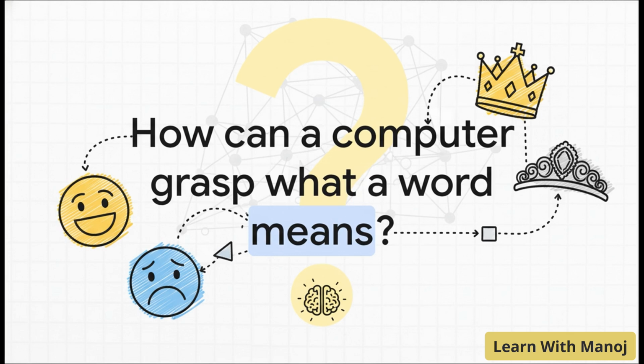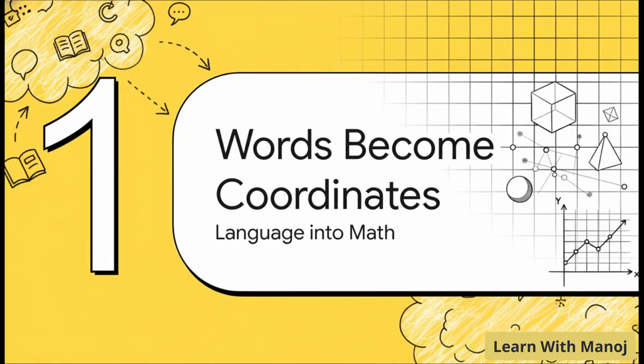How do we teach it the difference between happy and sad or king and queen when it's never felt an emotion or ruled a kingdom? Well, the answer is surprisingly simple and elegant. So, the very first step is this really brilliant trick. We're going to translate the messy, complicated world of human language into the nice, clean, organized world of math.